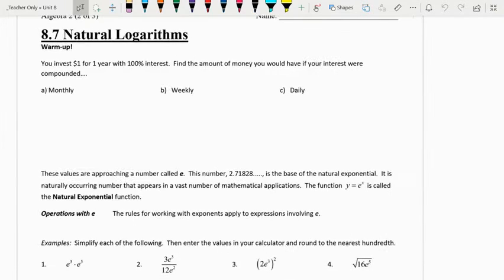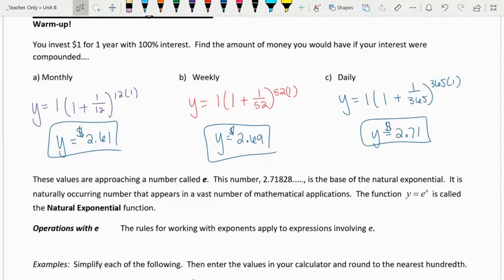For 8.7, I want to start off by having you do this little warm-up. So go ahead and pause the video and take a look at those, and then I'll go over the answers with you. I've ended up with the values of 2.61, 2.69, and 2.71. As you can see, they are very, very close, but they are approaching something that is called e.